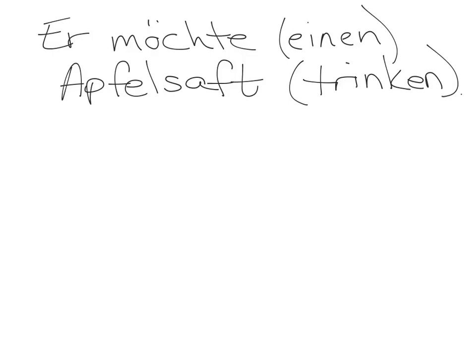Apfelmus is applesauce. Okay. What if you said er möchte einen Apfelsaft? What does that mean? He would like an apple juice. What about er möchte Apfelsaft trinken? He would like to drink apple juice. What about er möchte einen Apfelsaft trinken? The full thing. He would like to drink an apple juice. So the to drink in English goes earlier in the sentence. Does that make sense?